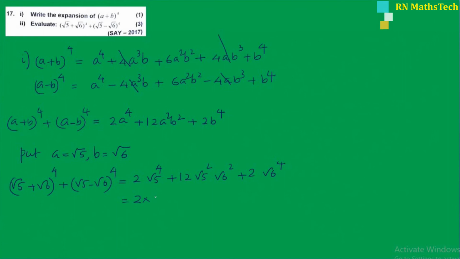So 5 into 5 25 എന്ന് കിട്ടും. Plus 12 into 5 into 6 2 into 36 എന്നാവും. That is 50 plus 360 plus 72 കിട്ടും. It is equal to 482 എന്ന് കിട്ടും. 482.